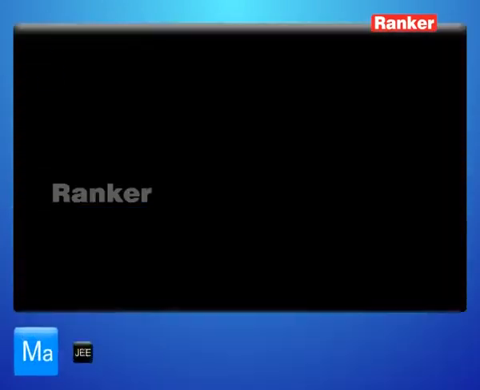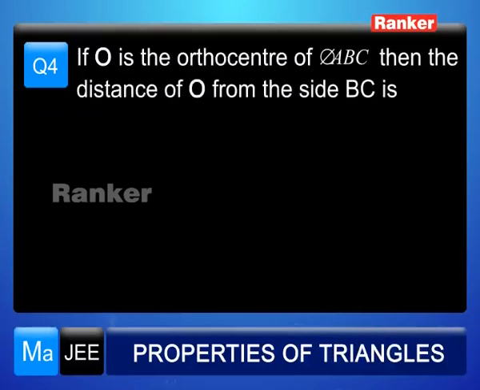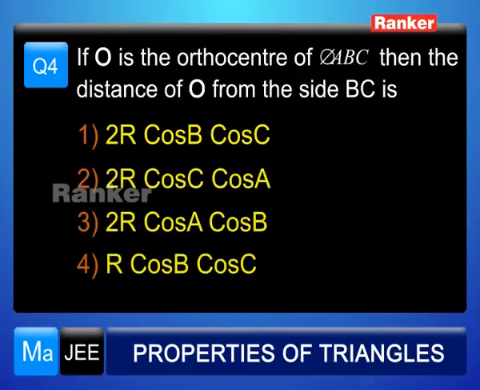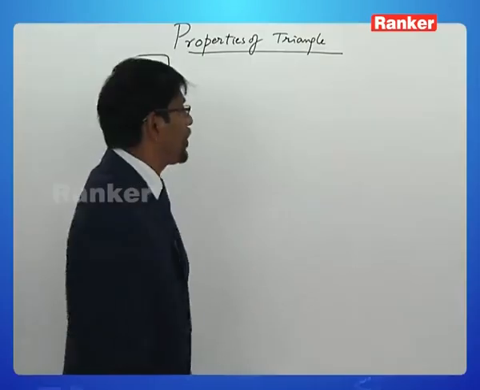Let's move to the next question, question number 4. If O is the orthocenter of the triangle ABC, then the distance from O to the side BC is: first option 2R cos B cos C, second option 2R cos C cos A, third option 2R cos A cos B, fourth option R cos B cos C.